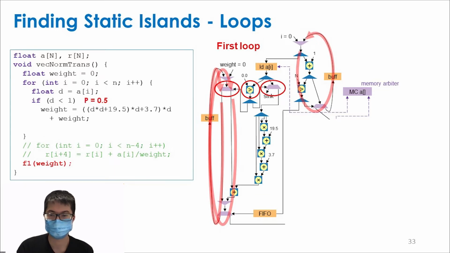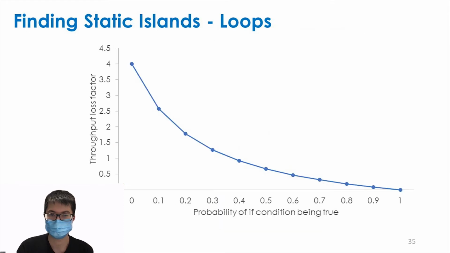Now assume the probability of the if condition being true is half. Our analyzer automatically extracts the throughput of each cycle and its probability. It then works out an overall throughput when dynamically scheduling the loop, and the throughput loss when statically scheduling the loop. This is a graph of the throughput loss factor over different probabilities. The more likely the if condition is true, the less we lose in throughput from static scheduling.